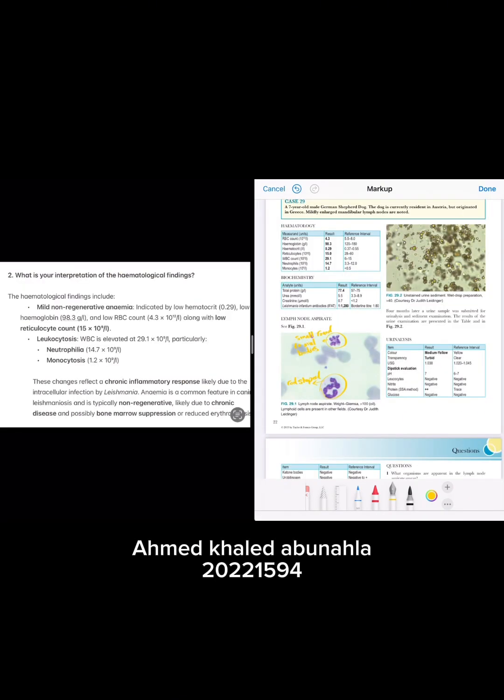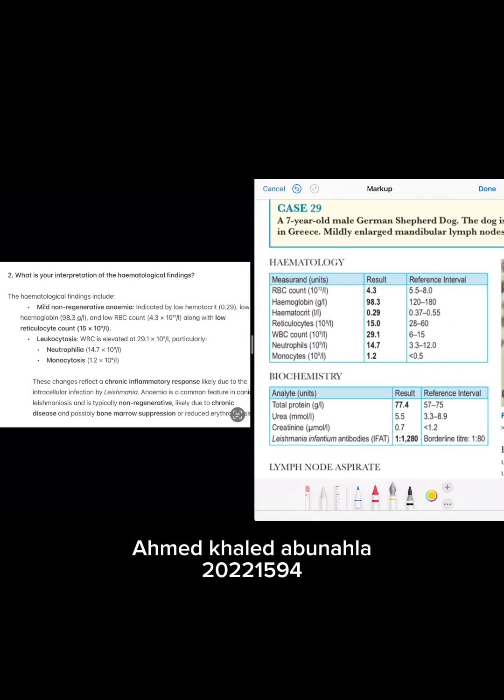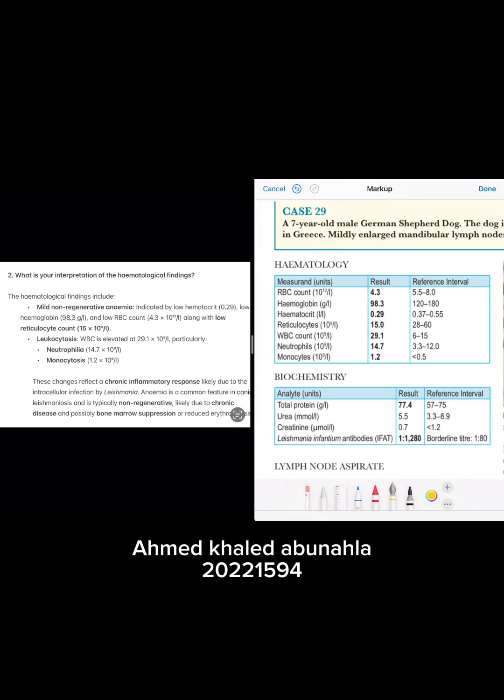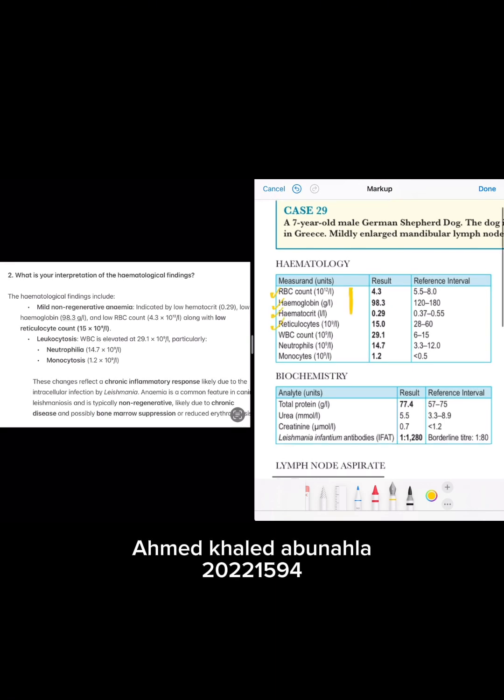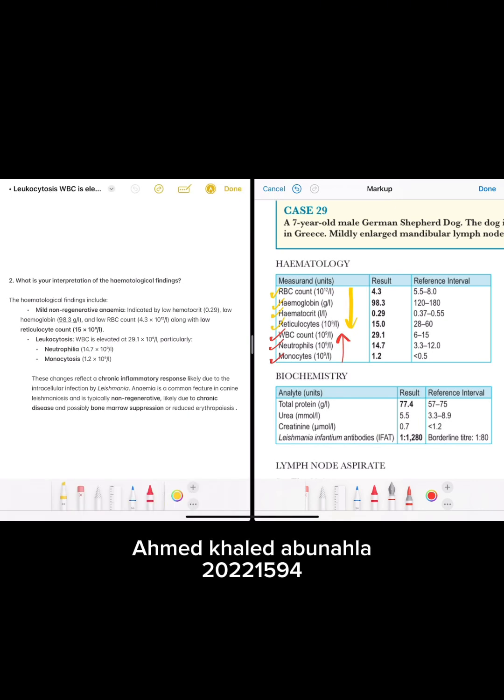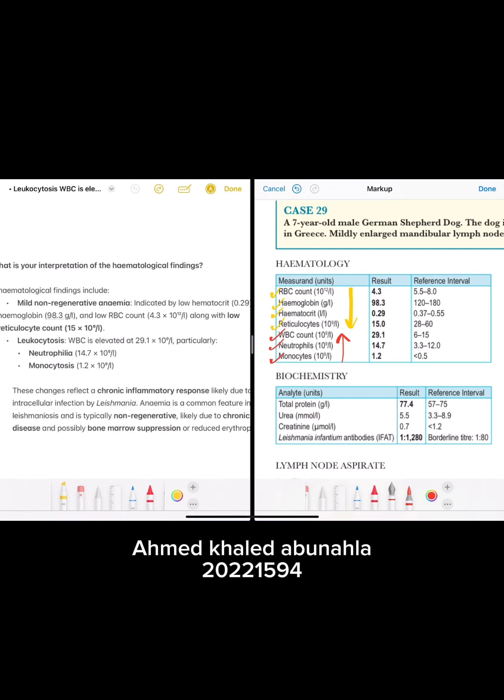The second question is, what is your interpretation of the hematological findings? Before we answer, if we go to the hematological findings, you will note that the red blood corpuscles, hemoglobin, hematocrit, and reticulocytes are lower than normal, and the white blood cell count, neutrophils, and monocytes are higher than normal. So we are going to answer this question in two parts.